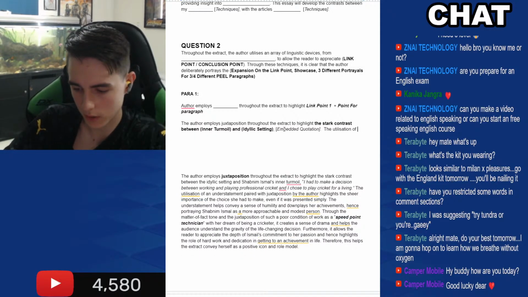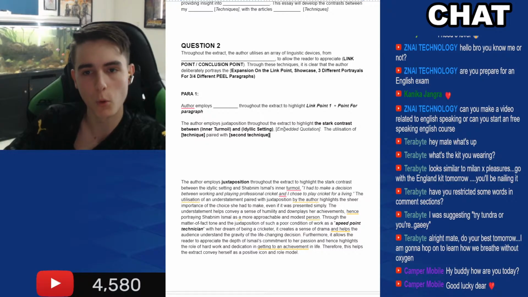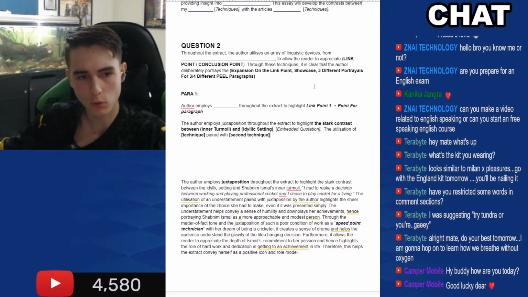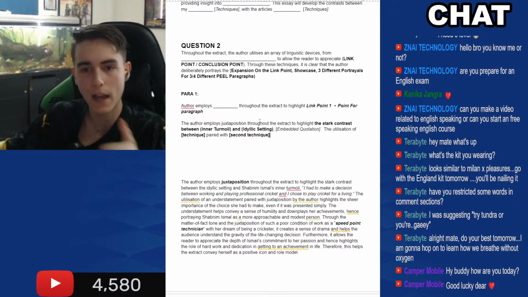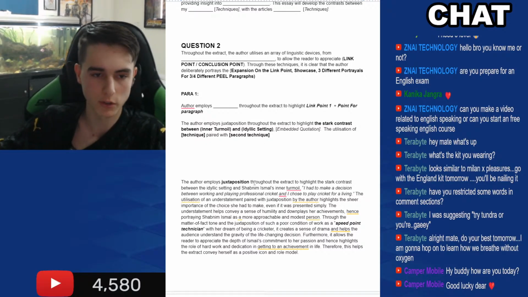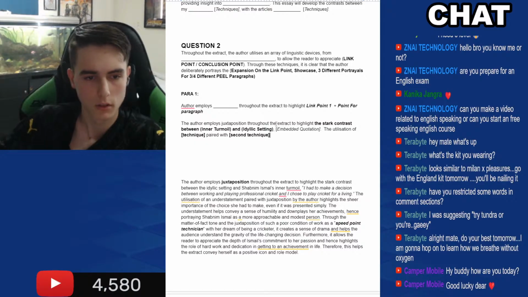So, technique, paired with a second technique. I recommend always bringing in a second technique because it allows for more analysis. You can incorporate much more into your paragraph if you list two techniques, one that's in the point and then one that's added on at the beginning of the analysis or the explanation, depending on if you're doing a PAEL or a PEEL.